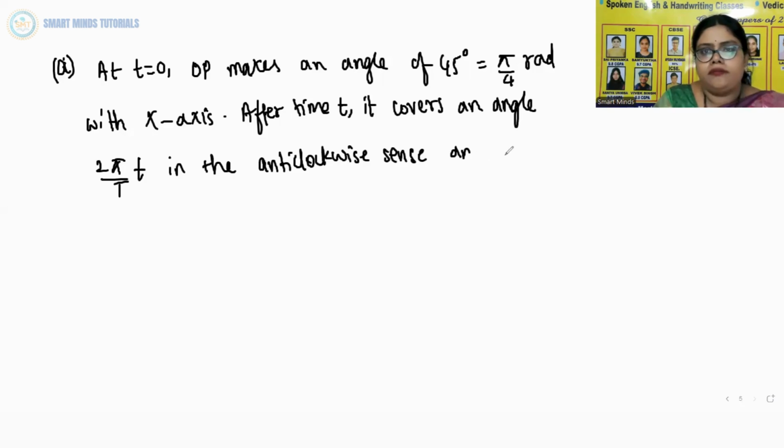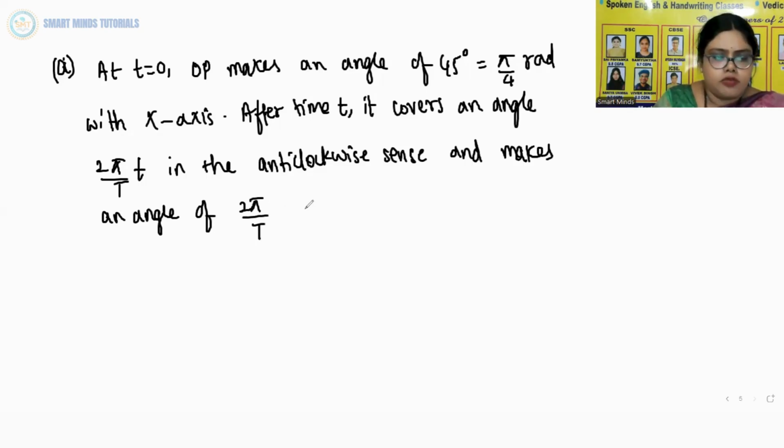And makes an angle of 2 pi by T into small t plus pi by 4 with the axis. Capital T refers to time period.